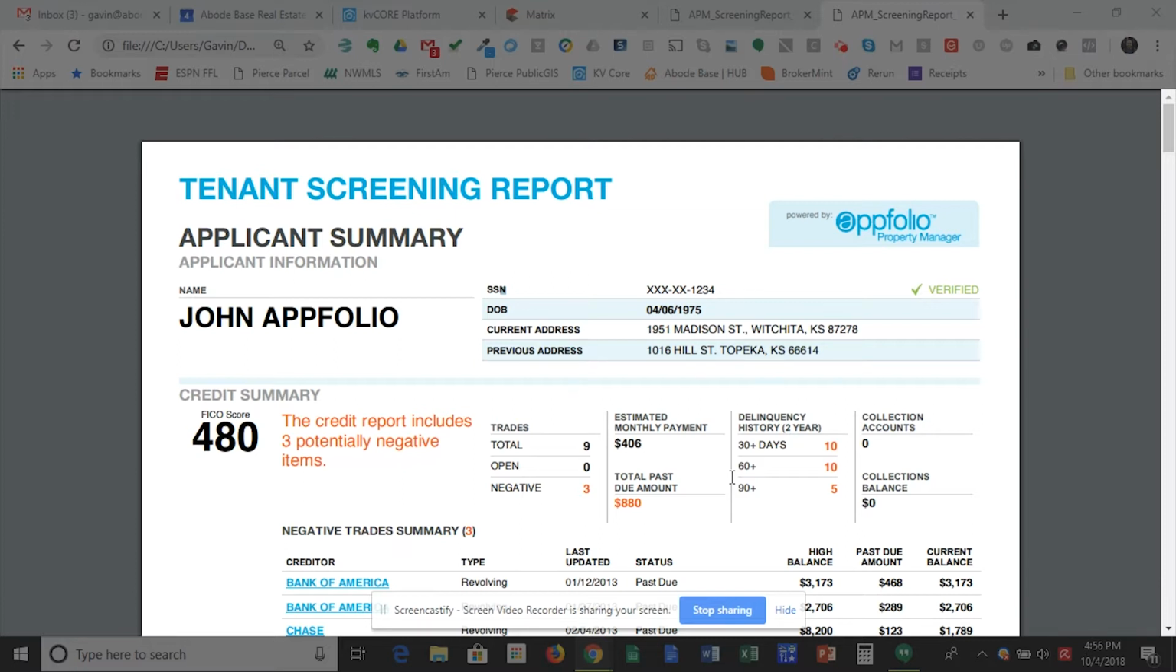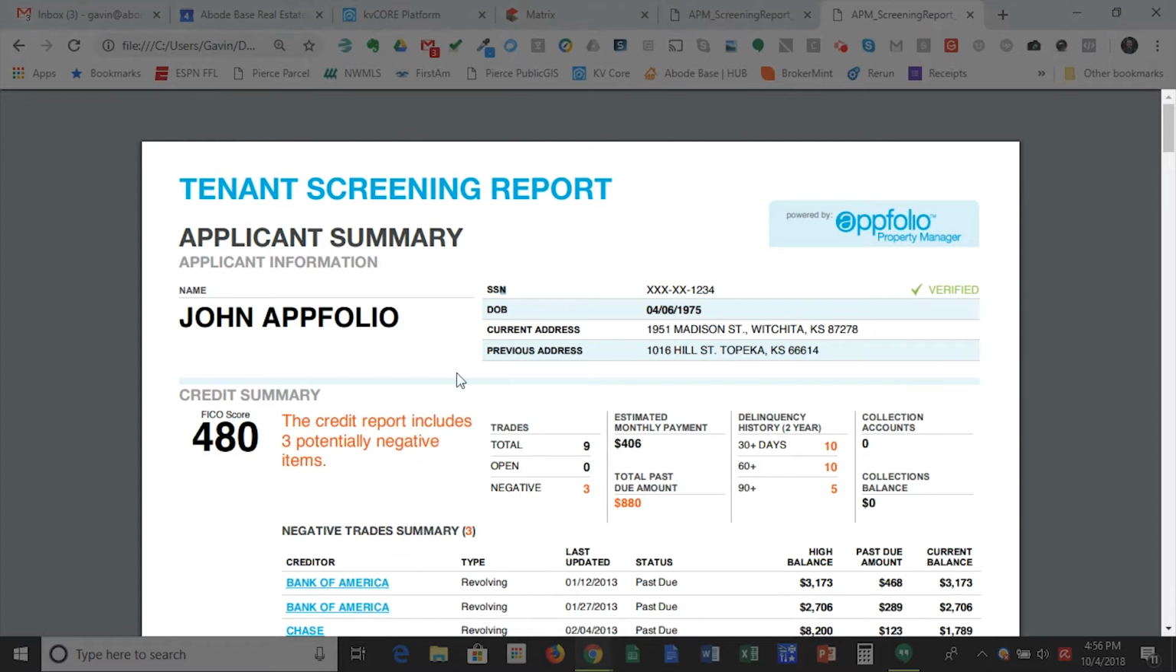It's important to note that we don't make these reports available to our owners, though we do talk with our owners about marginal applications if they are borderline applications. So I'm not going to go into every single little detail here, but I'm going to take you through a brief summary of what is included in these reports.